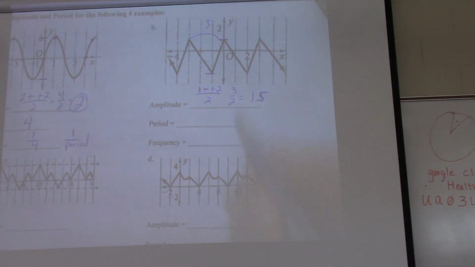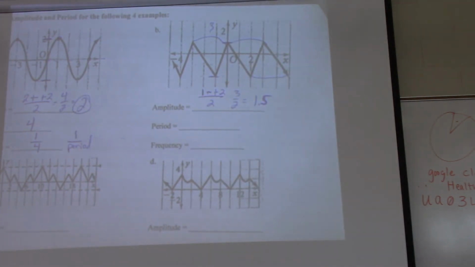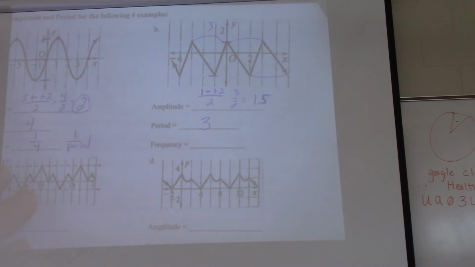What I'm trying to say is, guys, I could count from here to here and get 3. I could count from here to here and get 3. It doesn't matter where you count from. It's just counting from either peak to peak, or low to low, or even middle to middle, right? And the distance is 3. That's right. Okay? So what's the frequency? 1 over 3.